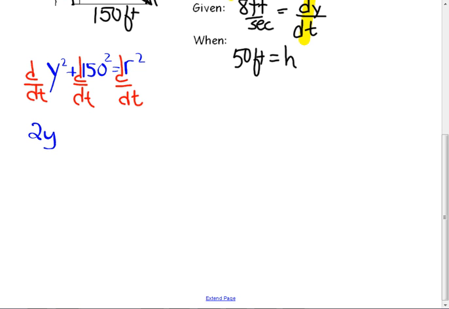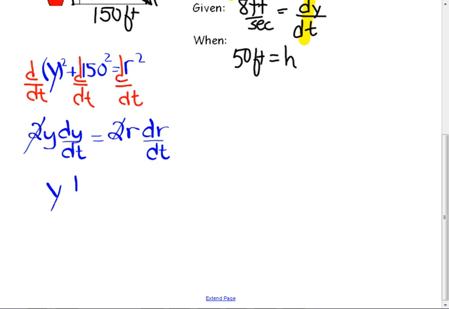So what is the derivative of y squared with respect to time? Okay, that's 2y with respect to y. Then you have to do the derivative of the inside function with respect to time, implicit differentiation. What's the derivative of 150 squared? 0, good. And the derivative of r squared is 2r dr/dt. Well, I don't like those 2's. I can divide both sides by 2 and get rid of the 2's.